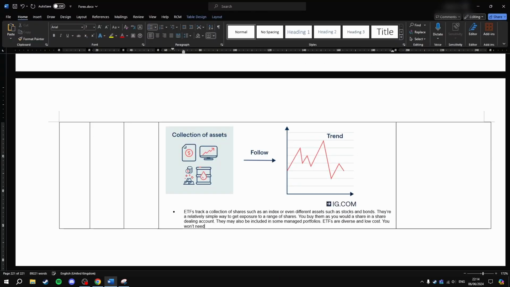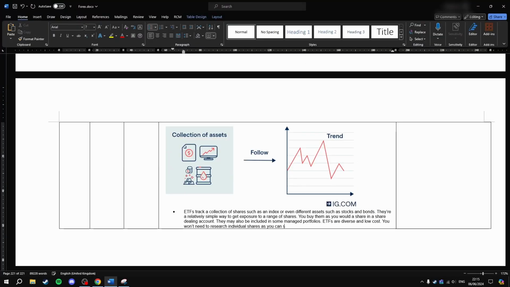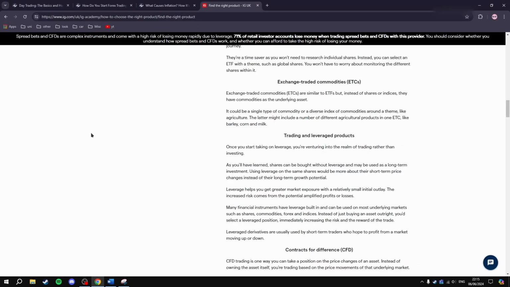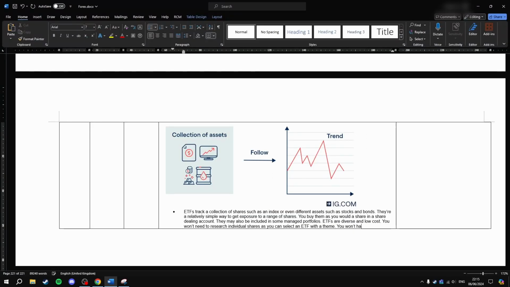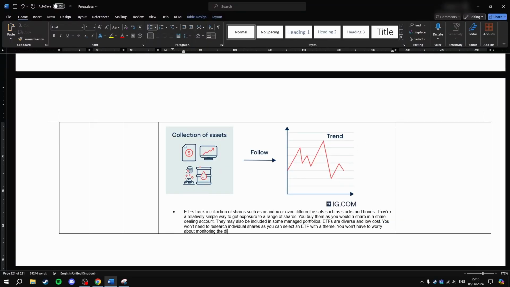You won't have to worry about monitoring the different shares within it.